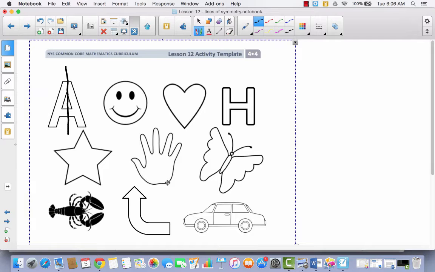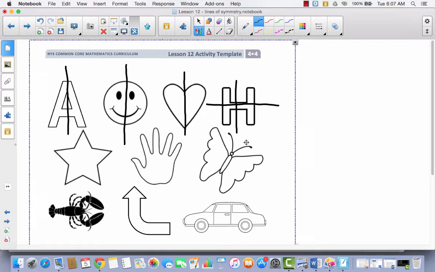Okay, so what about the smiley face? It only has one line of symmetry, right? It's right straight down the middle. And we call this kind of line vertical. When it's up and down, it's vertical. What about the heart? It has a vertical line of symmetry too. What about the H? It has a vertical line of symmetry, but did you notice it also has a horizontal line of symmetry? You could fold it this way too.